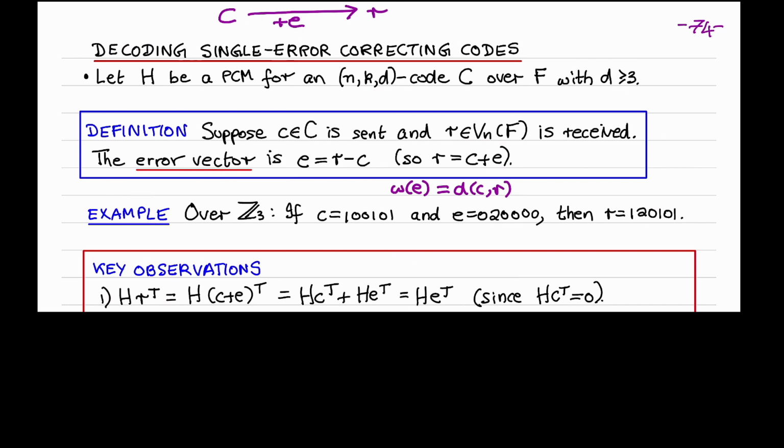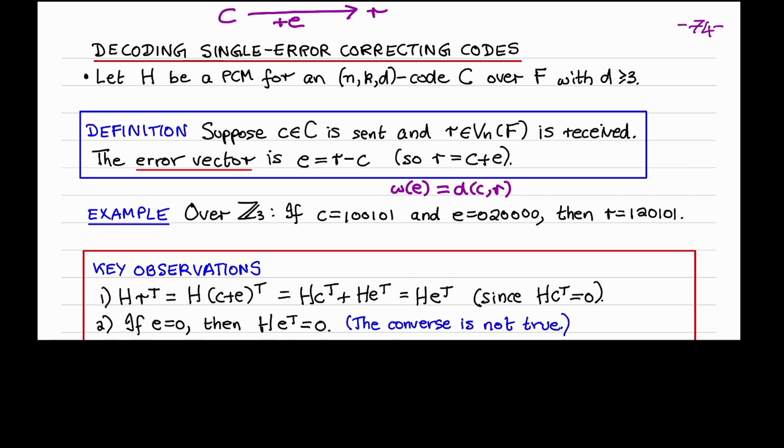So the job of the decoding algorithm is to decide whether the error vector has weight 0 or 1, and if so, determine the error vector. And it does this by examining the vector H times E transpose, which it computes as H times R transpose. Let's make some more observations. If the error vector has weight 0, in other words, it's a 0 vector, then H times E transpose equals 0. Of course, the converse statement isn't true.